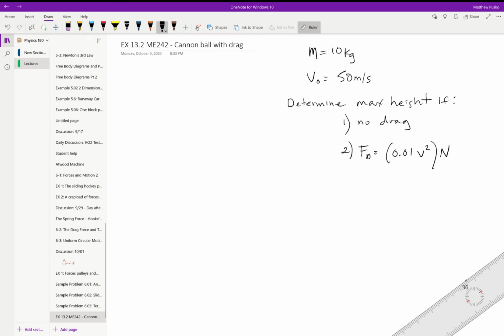Alright, so I keep bringing up constant and non-constant accelerations, and when we have a constant acceleration, that means we can use our constant kinematic equations. I wanted to do an example that gives us a function back of something.